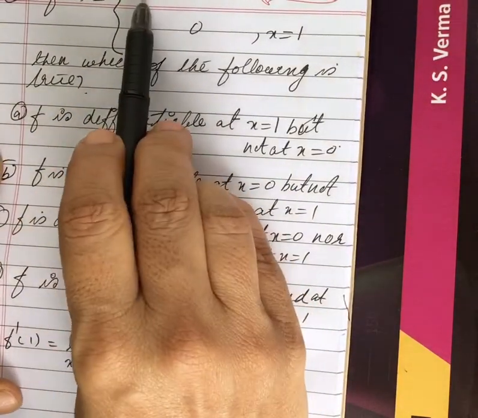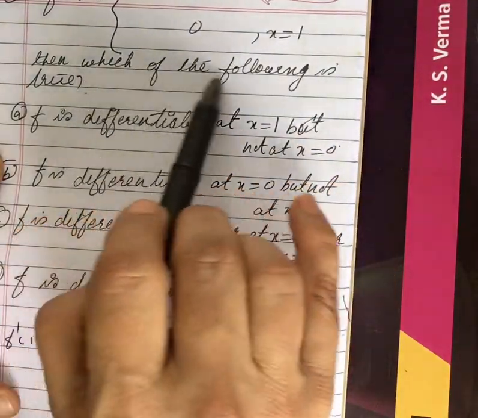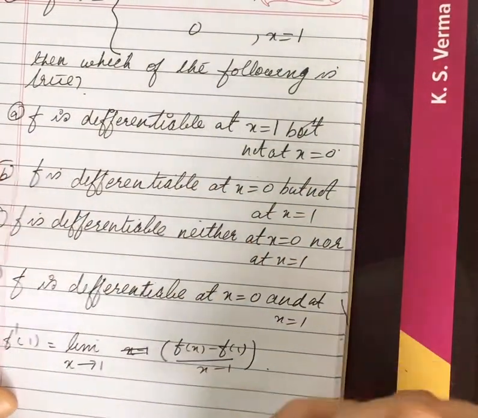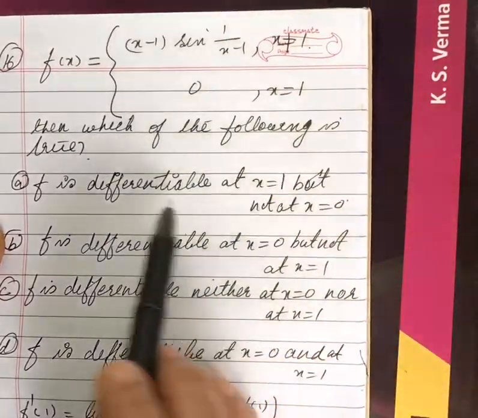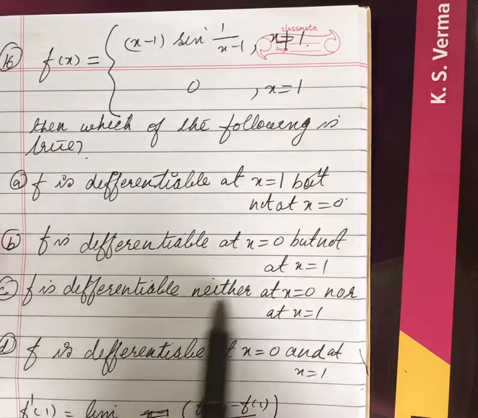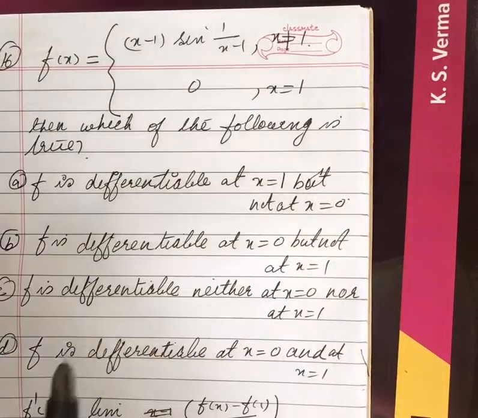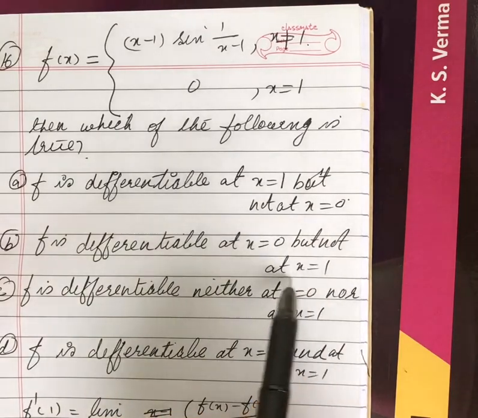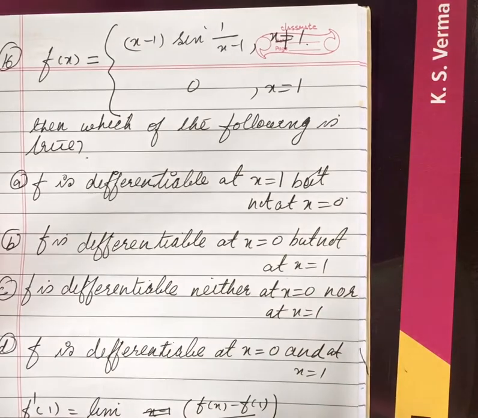So here f of x is x minus 1 into sine 1 by x when x is not equal to 1. Then which of the following is true? This type of question you can always expect. See, f is continuous, differentiable, everything; it is only about differentiability. F is differentiable at 1 but not at 0. F is differentiable at 0 but not at 1. So let us check the differentiability at 1 as well as at 0.